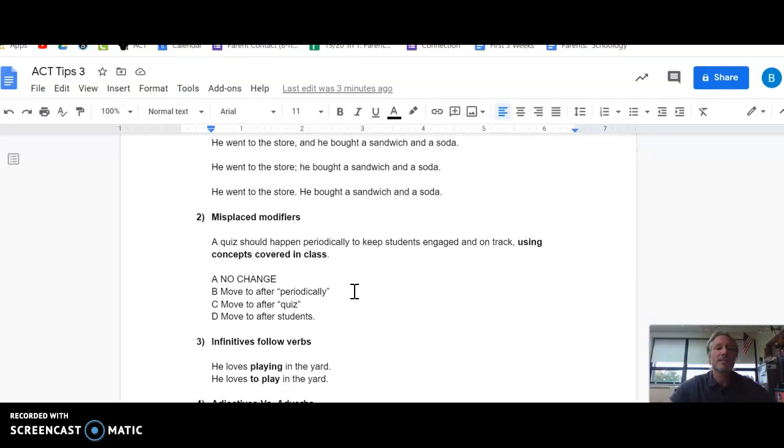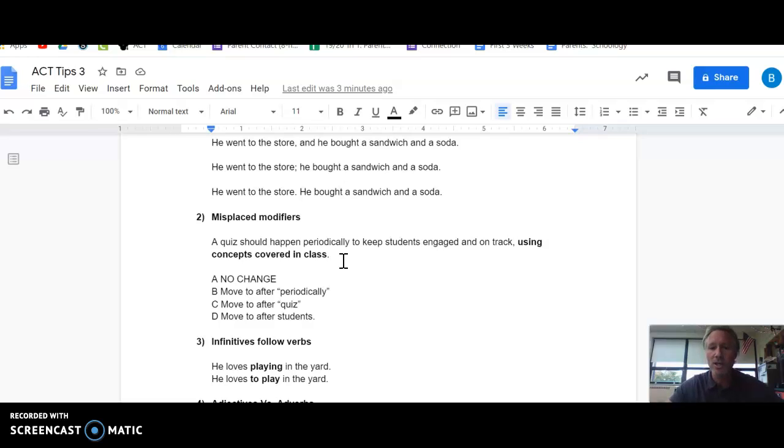Another thing you're going to find on the ACT is misplaced modifiers. A quiz should happen periodically to keep students engaged and on track using concepts covered in class. So what I've done here is I've highlighted this modifier, using concepts covered in class. Now a modifier by definition modifies one of the words or a phrase in the sentence, and it should be next to that phrase. So what ACT is going to ask you is, where does that phrase go? Using concepts covered in class.